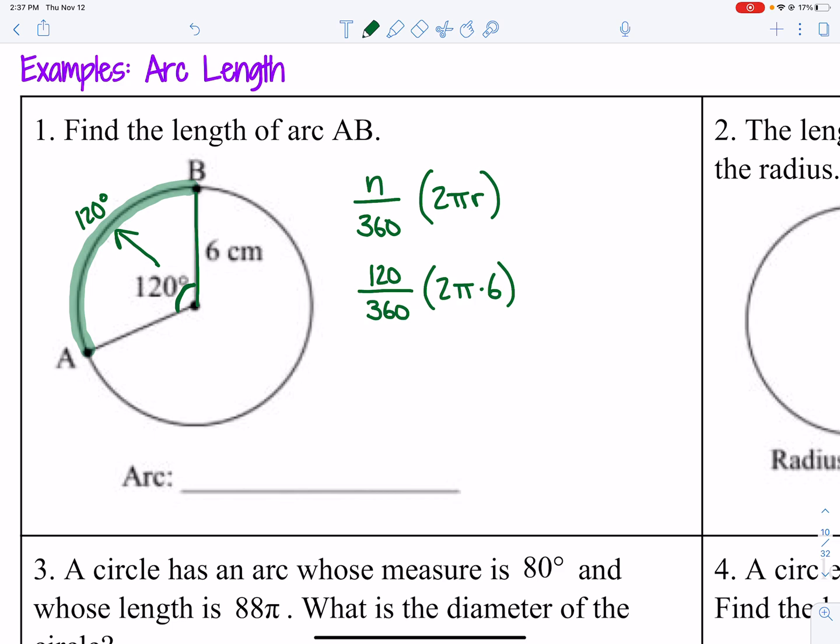All right, so let's calculate. We have 120 over 360, which is 1/3. And then we have 2 times 6, which is 12 pi. And 1/3 of 12 pi would be 4 pi. So our arc length is just 4 pi centimeters.